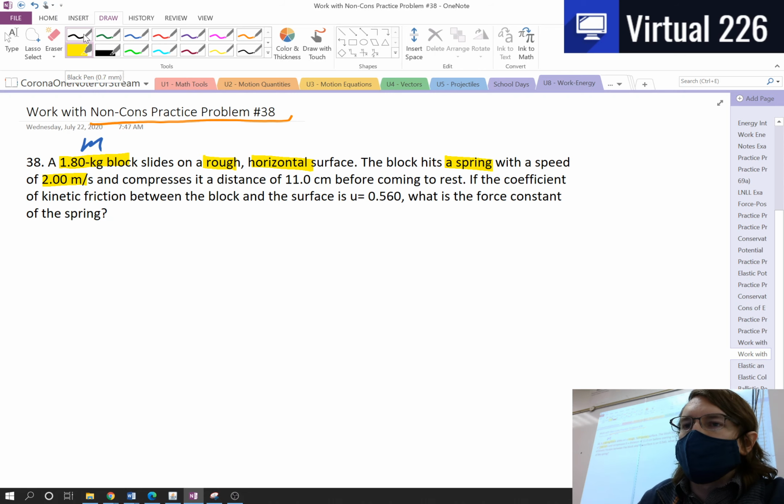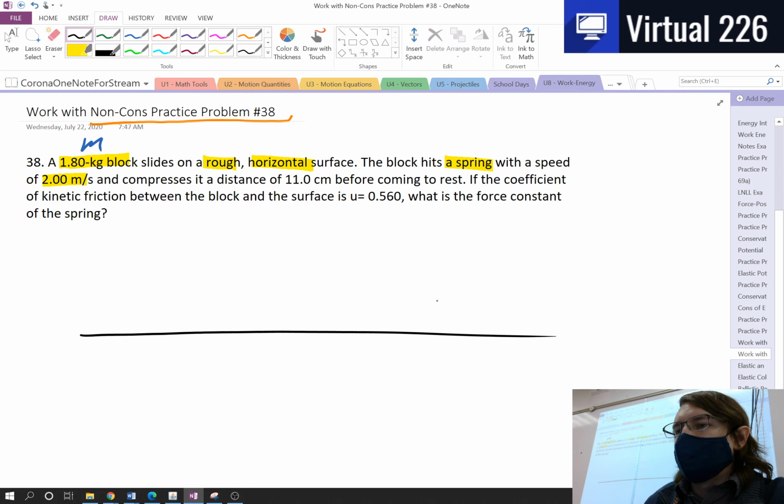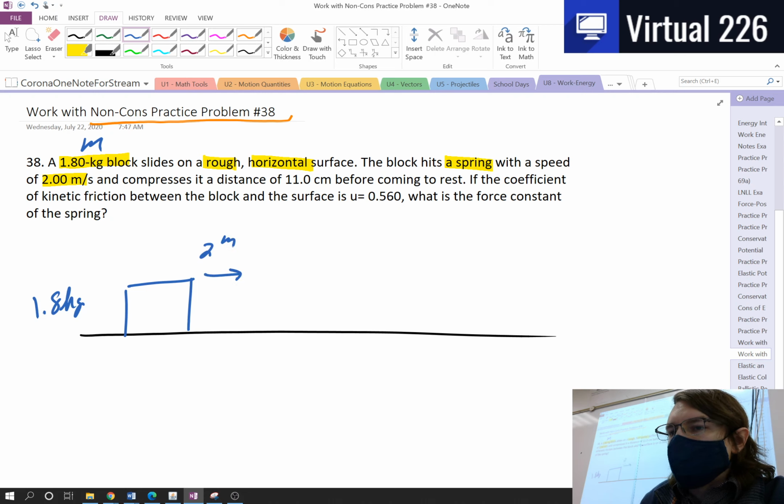So let's just draw ourselves a little picture here. Here's a table. Here's a block. Block has a mass of 1.8 kilos, and it's initially moving to the right at 2 meters per second. When this block is moving at 2 meters per second, it hits a spring. And this spring is going to be compressed 11 centimeters, or 0.11 meters.